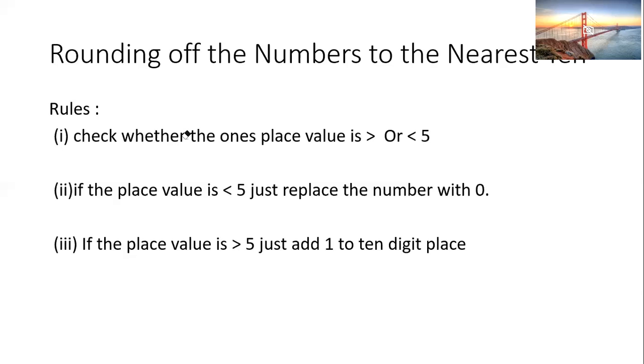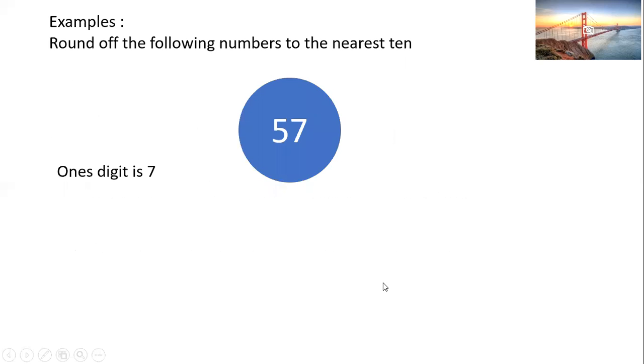Okay, children, next I will show one example. Round off the following numbers to the nearest 10. The given number is 57. How many digits are there? It is a 2-digit number. What is the ones digit? The ones place value is 7.